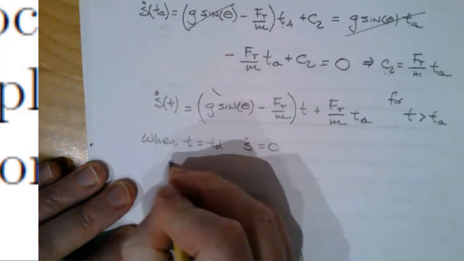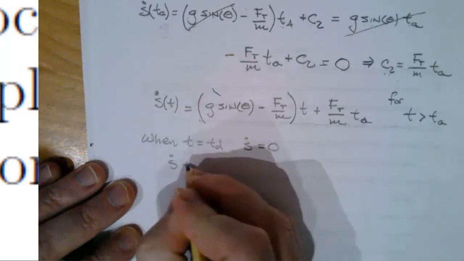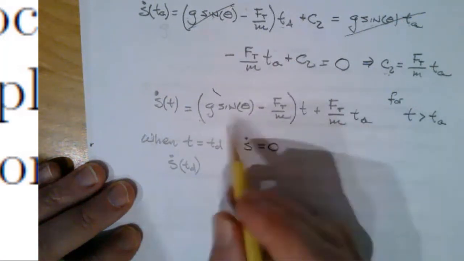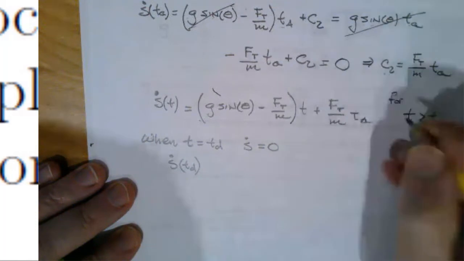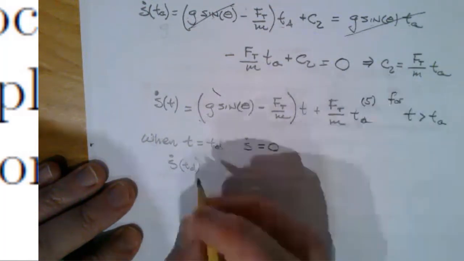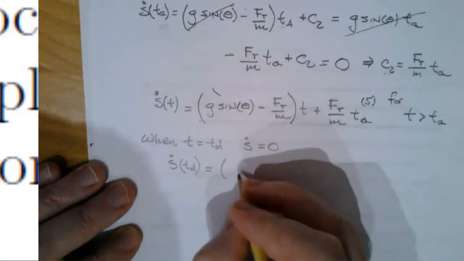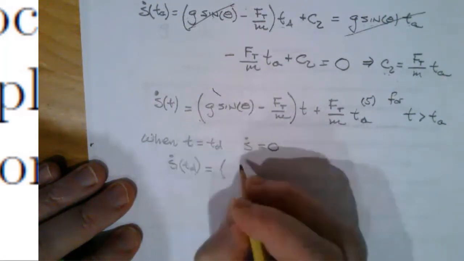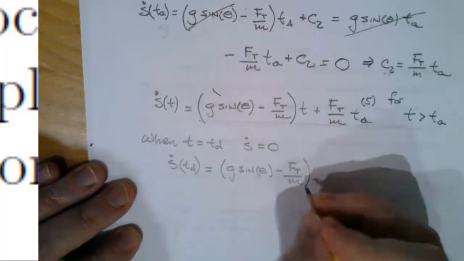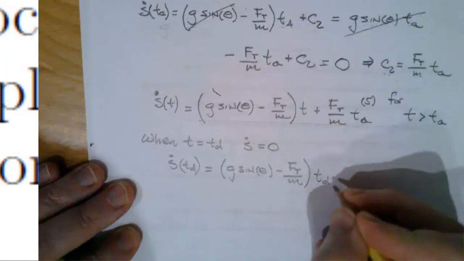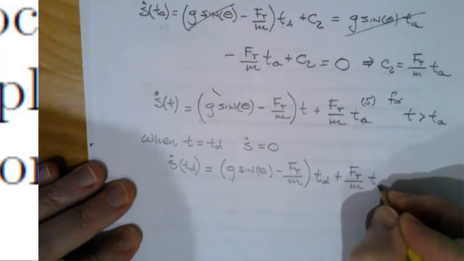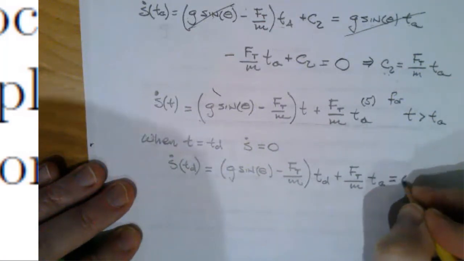So let's do it. Let's say S dot evaluated at TD. TD is going to be bigger than TA, so we're going to use this equation right here. Maybe I'll give that a name. Call this one equation number 5. So all I have to do is stick TD in there. So I've got S dot is equal to G sine theta minus FT over M, I'm sticking TD in this now, plus FT over M TA, and that has to equal 0.